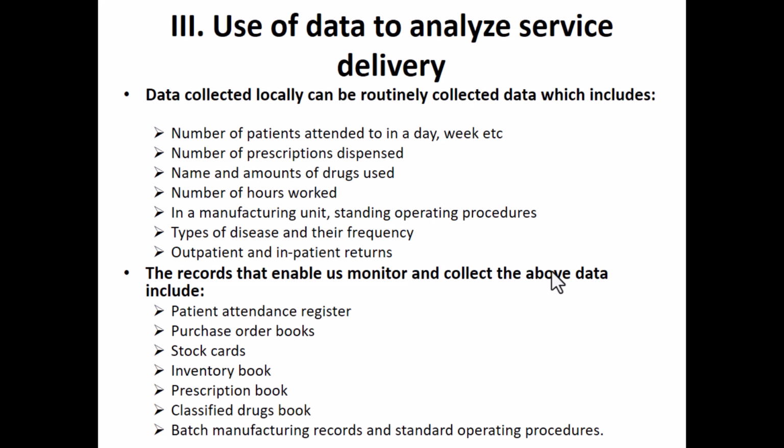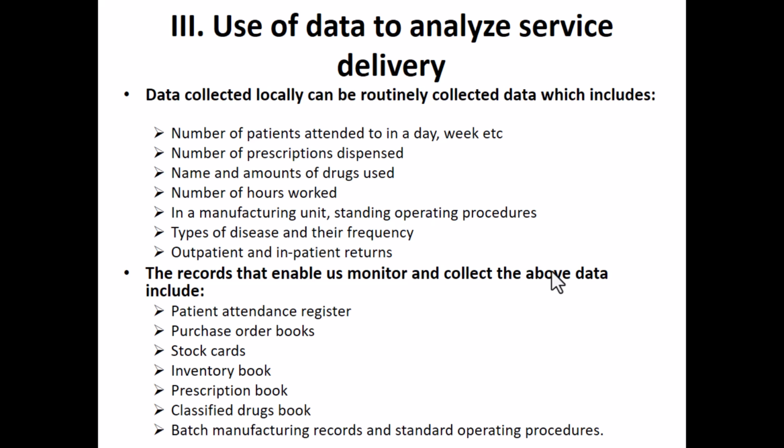Okay, so the data that we collect locally can be routinely collected data, which may include the number of patients attending that facility in a day. If you're manufacturing, you're going to look at the number of batches you're manufacturing in a week, a day, something like that, the number of prescriptions that you have dispensed, the name and the amount of drugs that you have used, the number of hours you have worked. In a manufacturing unit, the standard operating procedures that you followed have to be documented. Okay, the types of disease and their frequencies also have to be included, and then outpatient and inpatient returns also have to be included. How about that we get in reference books?